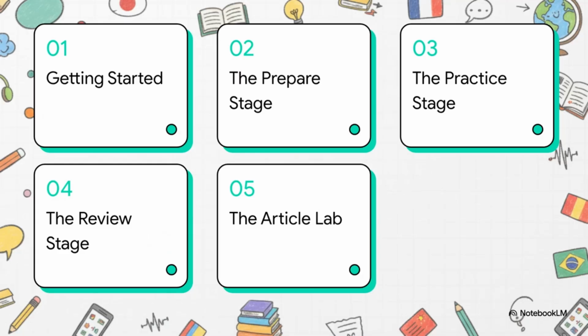So here's the plan. We'll walk through the whole process together. First, getting started and making a lesson. Then we'll hit the three main learning stages: prepare, practice, and review. And stick around because at the end, there's a really cool bonus feature called the Article Lab.